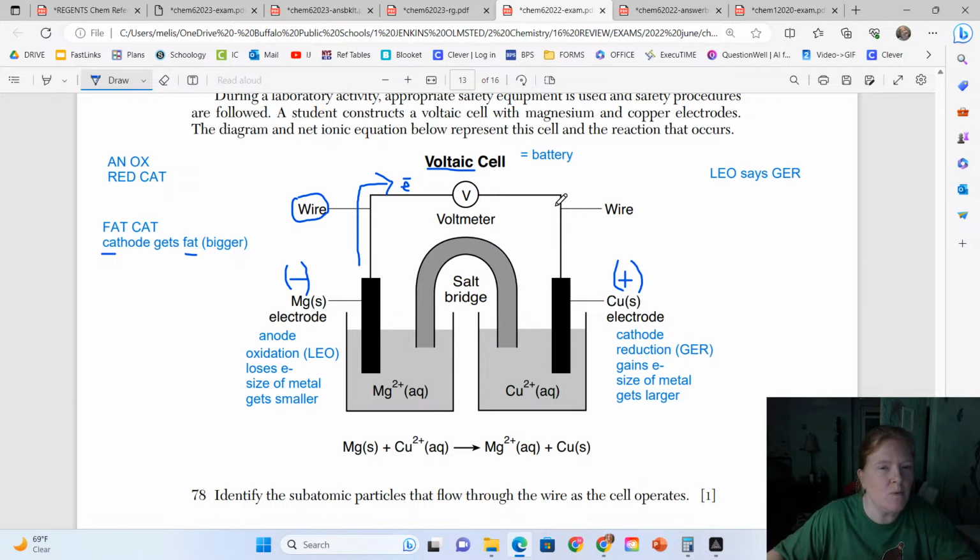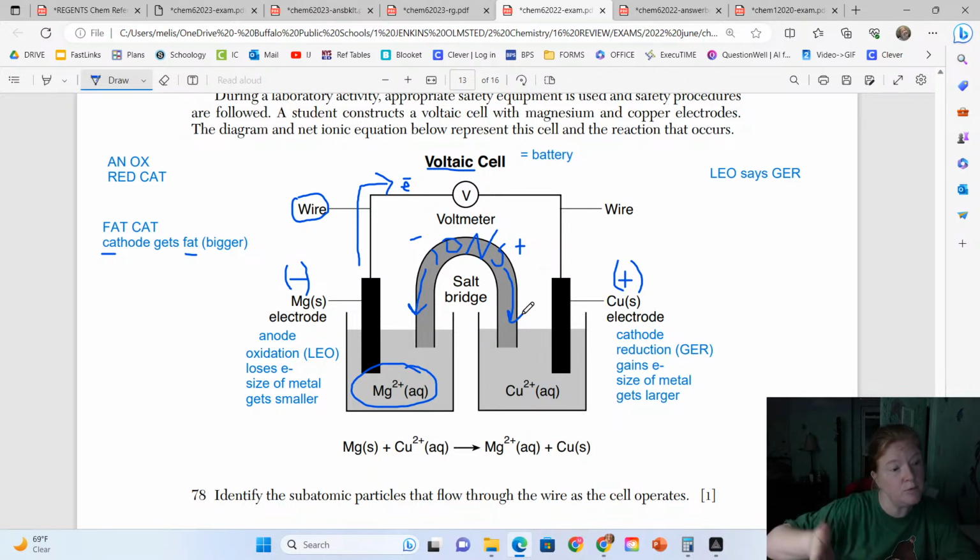So electrons flow through the wire from anode to cathode, and through the salt bridge, ions. So that means the positives and the negatives. Like here's an example right here. They flow through the salt bridge in both directions to keep the cell neutral. Okay, that's the purpose of the salt bridge, to allow the ions to flow back and forth and keep the cell neutral.